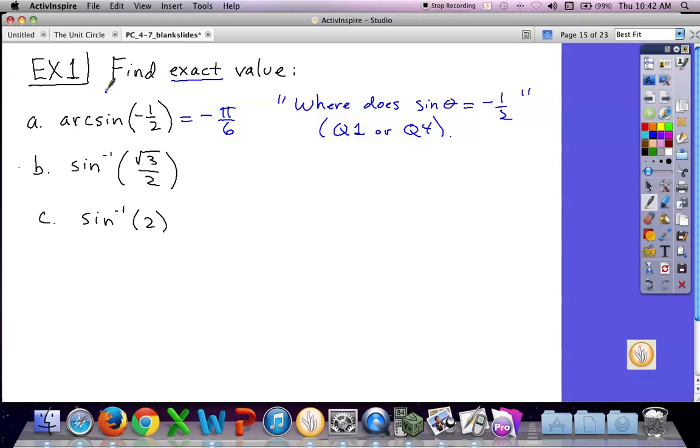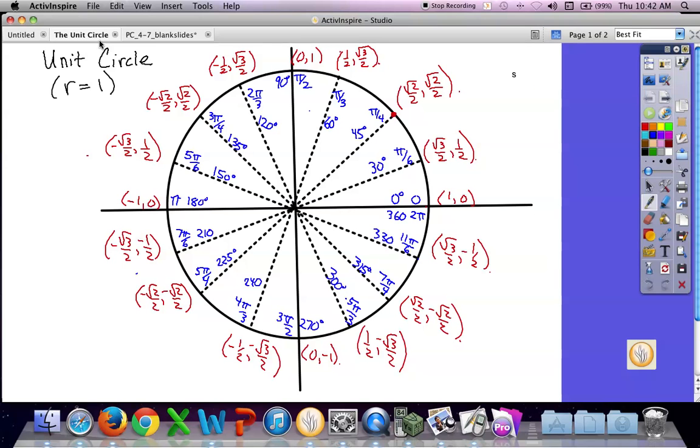For the second one, again, to myself, I'm reading it as, where does sine equal square root of 3 over 2? Specifically in quadrants 1 and 4, what's the angle measure in radians where sine equals √3 over 2? Look for the y-coordinate, π/3.